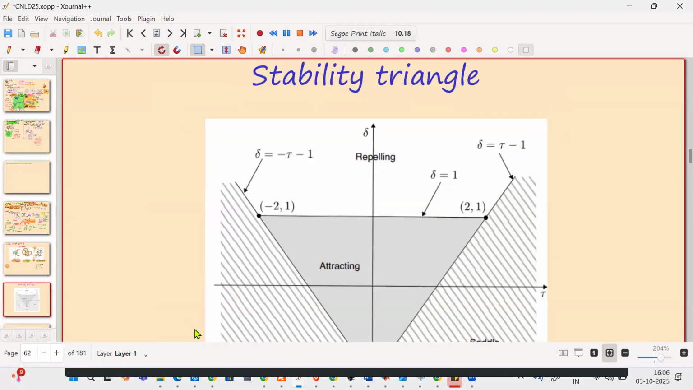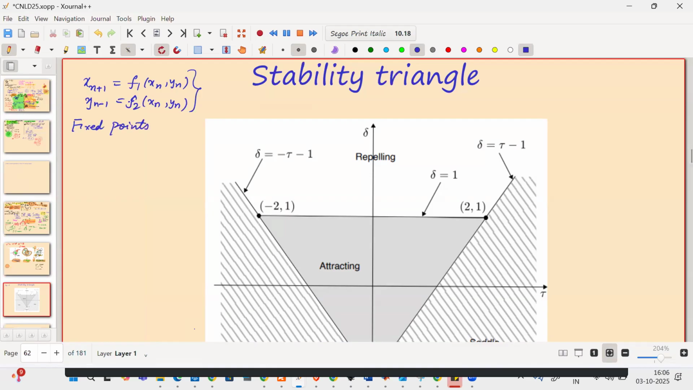That is, when a fixed point is stable for a 2D map. Okay, so you have a 2D map like x_{n+1} is f1 of (x_n, y_n), right? And y_{n+1} is equal to f2 of (x_n, y_n), right? This is a 2D map. And you want to understand the fixed points of this 2D map. So how are you going to find fixed points of this 2D map?